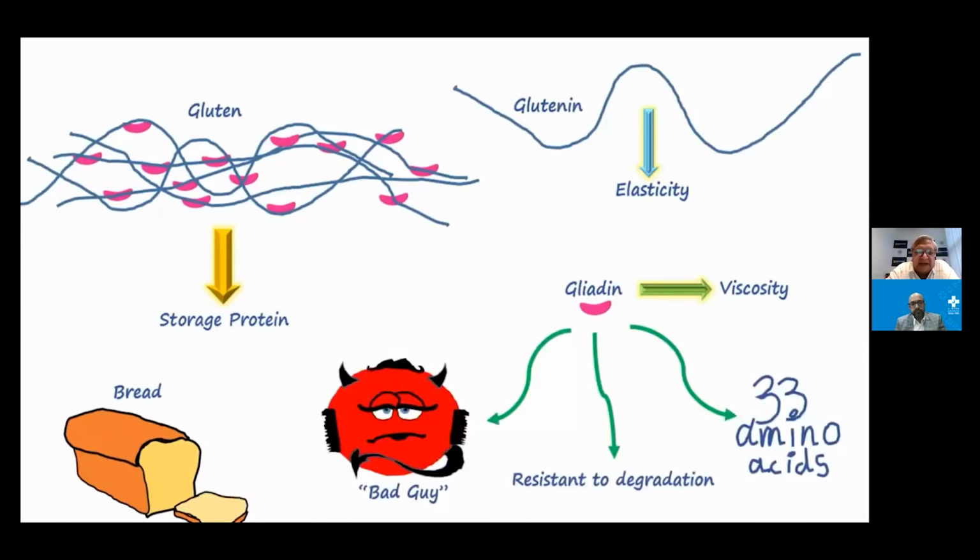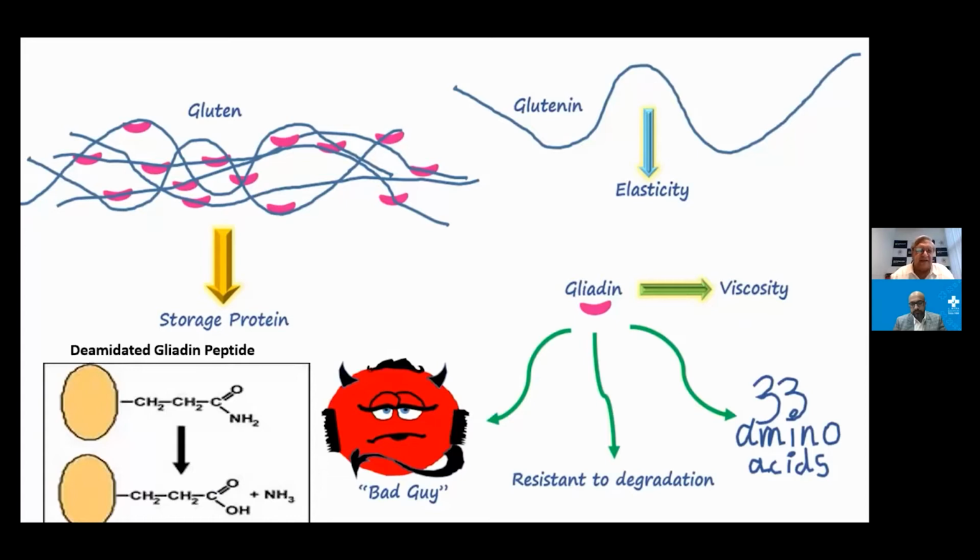Gliadin is the bad guy. It triggers the immune response in genetically sensitive individuals. It's a polypeptide of 33 amino acids in length, which is a fraction of the gluten molecule, and is particularly important in the pathogenesis of celiac disease. Gliadin is resistant to degradation by gastric pepsin and proteases in the small intestine. It's only when it is absorbed, then the terminal amino region is removed, and then it becomes deamidated gliadin peptide, which is more immunogenic than gliadin itself.